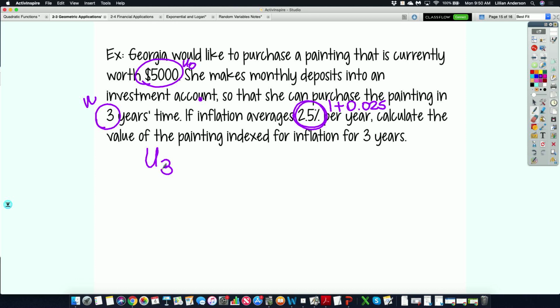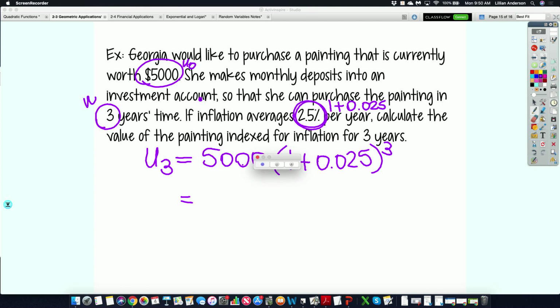So then we have all of our pieces to basically figure out how much she's going to need to purchase this painting in 3 years. And she still wants that painting after 3 years, and that must be one amazing painting. So here we go. $5,000 times 1 plus R to the 3rd power. And we are talking about money, so we should round to 2 what? 2 decimal places. So 2 dp. How much? 5384.45.